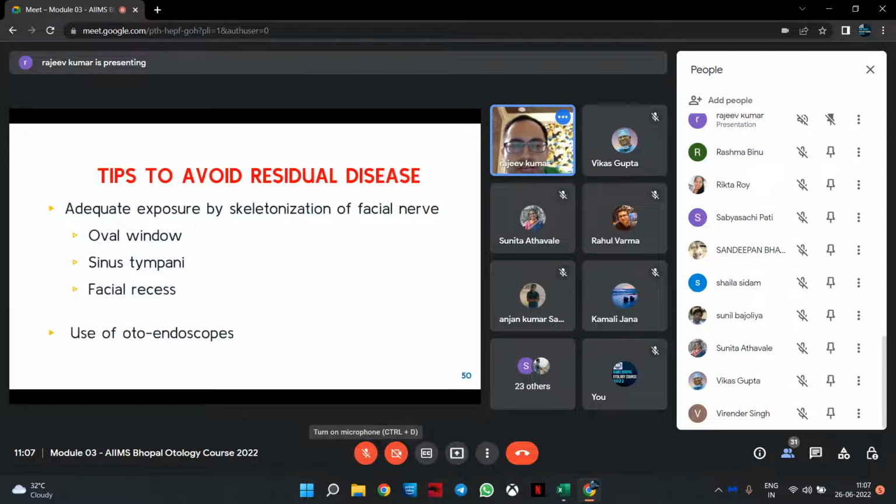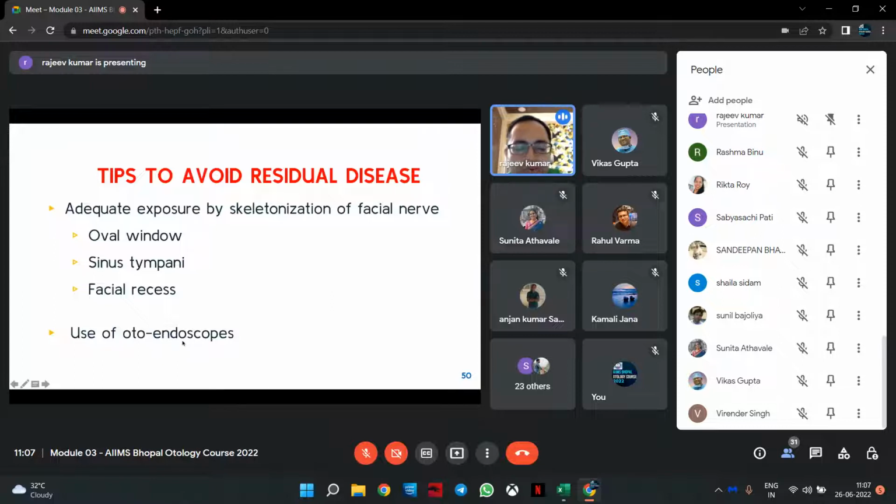Last part, tips to avoid residual disease. So when you skeletonize the facial nerve nicely, you access these areas: oval window, sinus tympani, and facial recess. So there will be less chance of leaving residual disease in this area. These are the common residual disease sites in the posterior part of your middle ear.